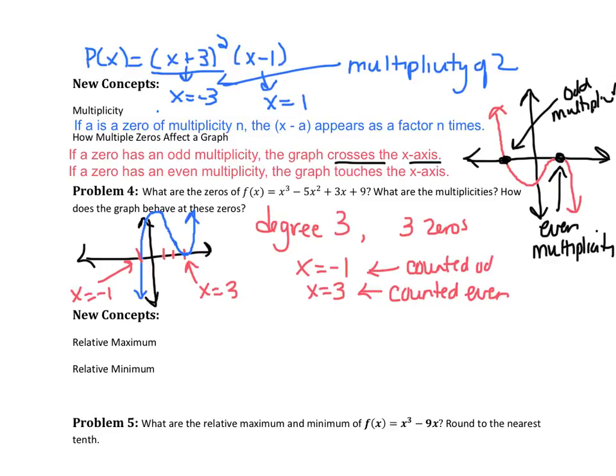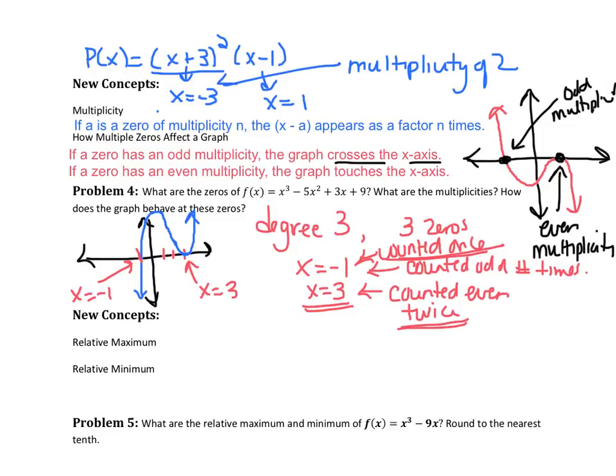Right? And so, what can we conclude? Well, we've got our 3 zeros, correct? So x equals 3 is going to be counted twice, because it has to be even. And then x plus 1 equals 0, so x equals negative 1 is going to be counted once. And that's our multiplicity. Yep, and that's our 3 zeros then.